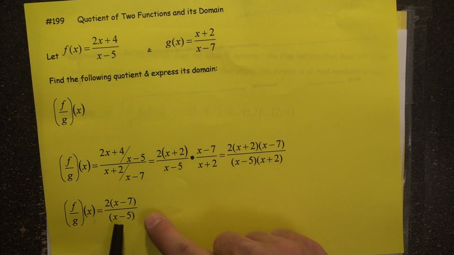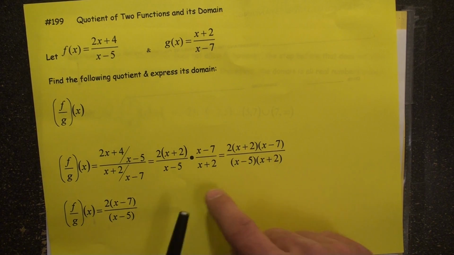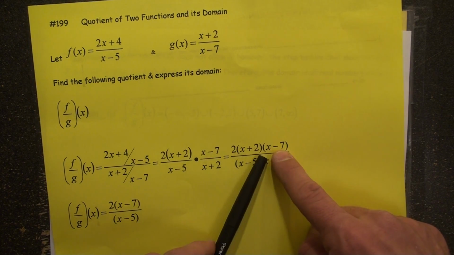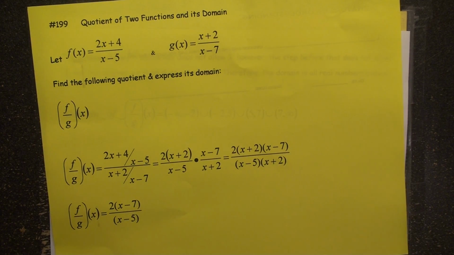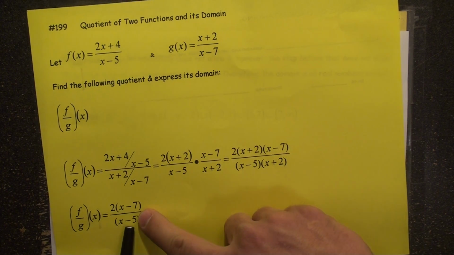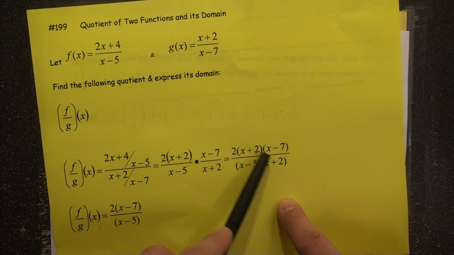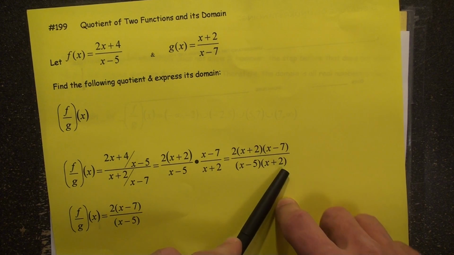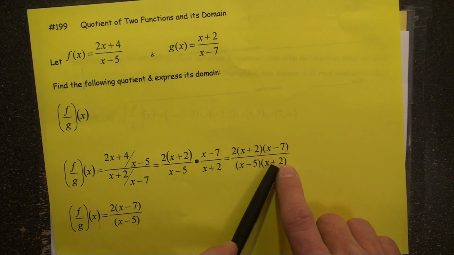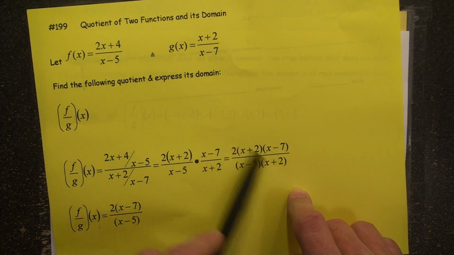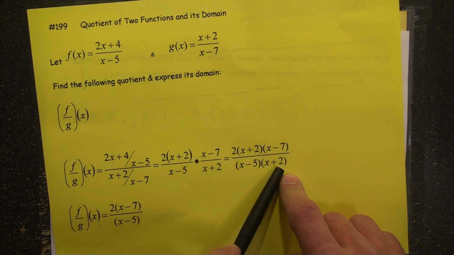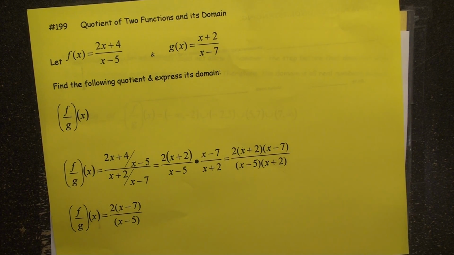Well, 2 would only be allowed if every step in the process allowed 2. In order to get here, you would have had to be able to cancel x plus 2 over x plus 2. Well, you can't cancel 0 divided by 0. You can't cancel that out. So therefore x cannot be negative 2.